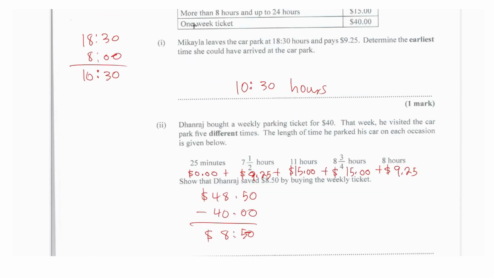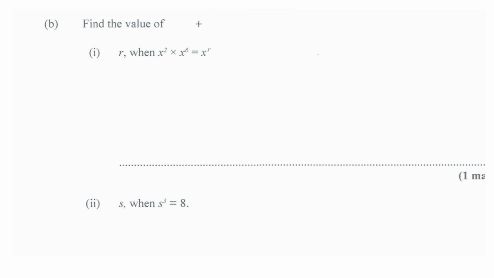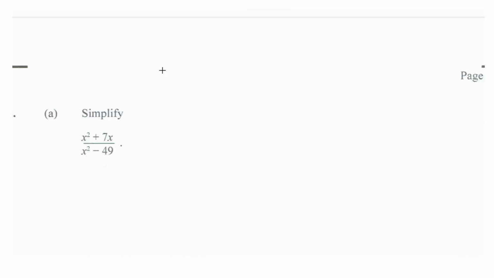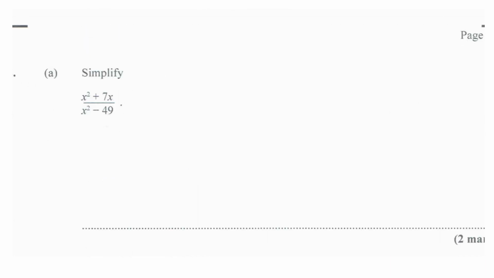Okay, so let's move on to the next part of the question. Question 2. You're required to simplify the expression that is given here. It's important to note that in the denominator here we have x squared minus 49. This is a difference between two squares, so we can write x squared minus 7 squared. That would be in the denominator. So let us factorize this then.